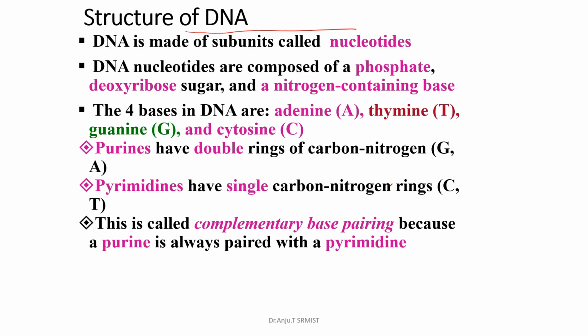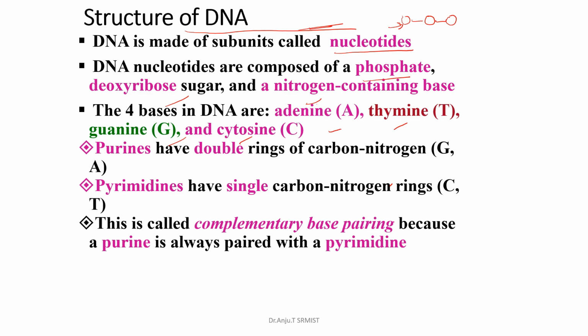So DNA is a macromolecule made of small units, that is the monomeric unit, which is called the nucleotide. And if you see these nucleotides, they consist of a phosphate group, a sugar and a nitrogenous base. And in DNA, the nitrogenous bases found are adenine, thymine, guanine and cytosine.